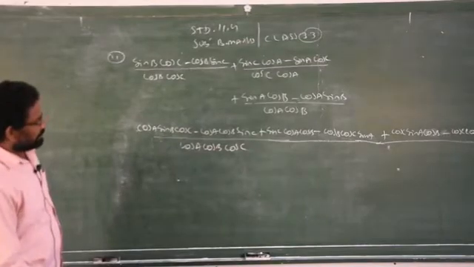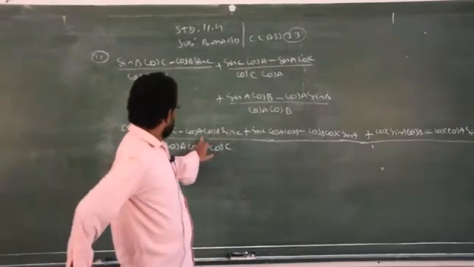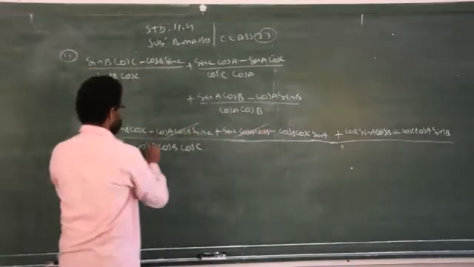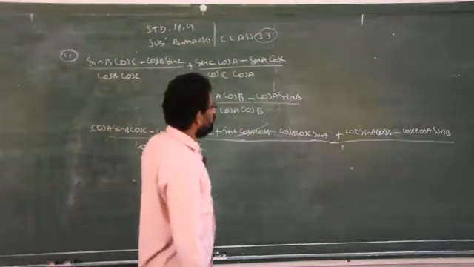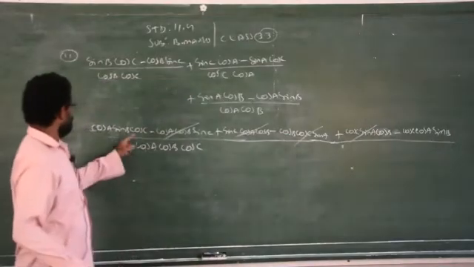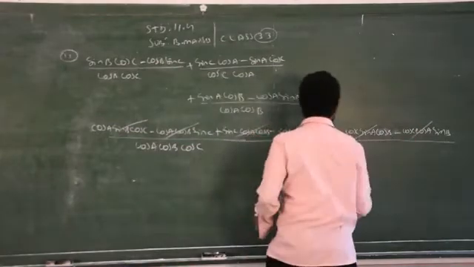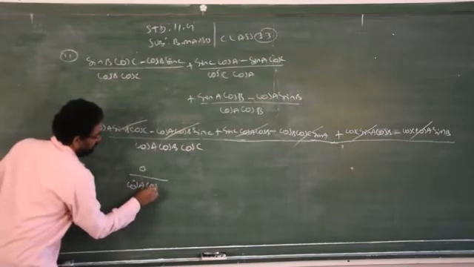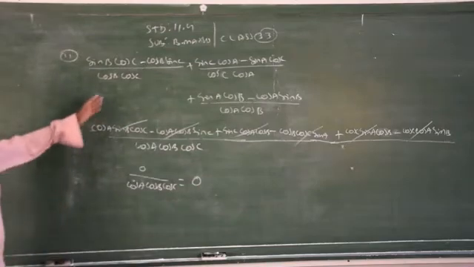Cos A cos B sin C, cos A cos B sin C, cos A cos B sin C, minus plus, we can eliminate. Then cos B cos C sin A cancels. Then cos C cos A sin B, the last one, cos C cos A sin B. So everything gets cancelled. So you get what? 0. 0 by cos A cos B cos C. 0 by anything is always 0. So just you have to multiply it.